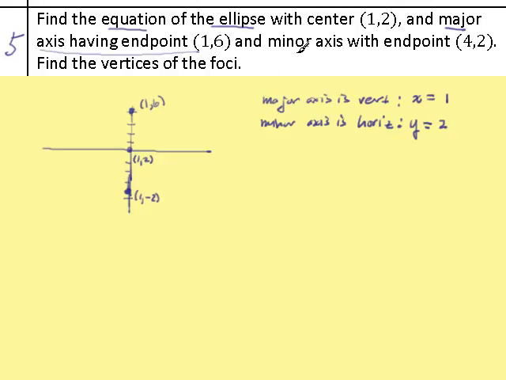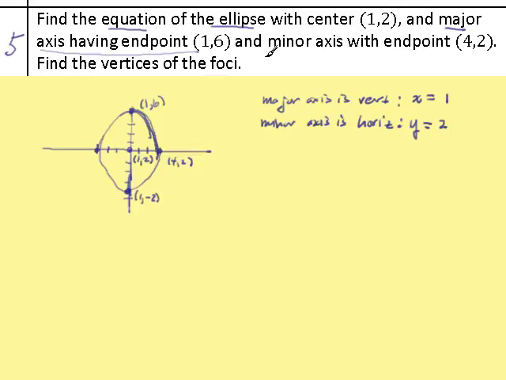Okay, and let's see. It says the minor axis has endpoint 4, 2. All right, so here's 1, 2. So it's going to be along this same line, y equal 2, and it's just going to be 3 units to the right. 1, that's 2, 3, and that's 4, 2. All right, so we can go 3 units to the left and draw the ellipse. It looks like a football standing on its point.